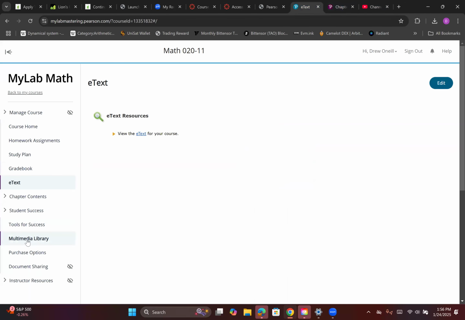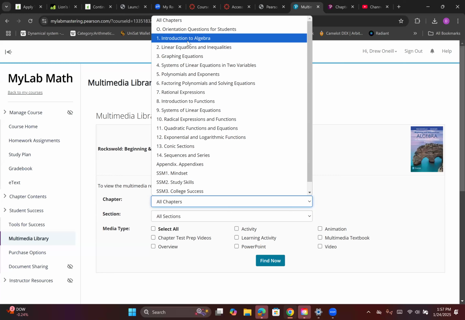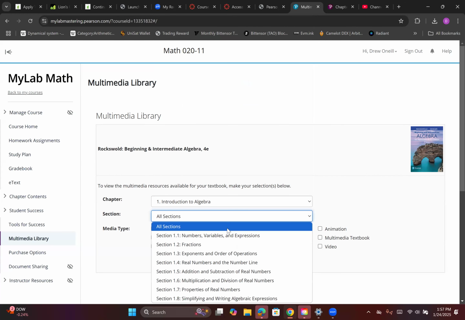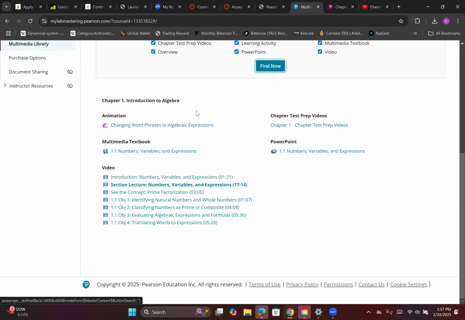We also, with using Pearson, have a multimedia library, and this might be what some of you are looking for. It's going to have PowerPoints, activities, animation, videos, all sorts of stuff to help you. In this video, I'm doing chapter 1, section 1.1. I want to select all of these just to see what resources are there. Scroll down and we have animation, the textbook itself, videos, test prep videos, and PowerPoint.